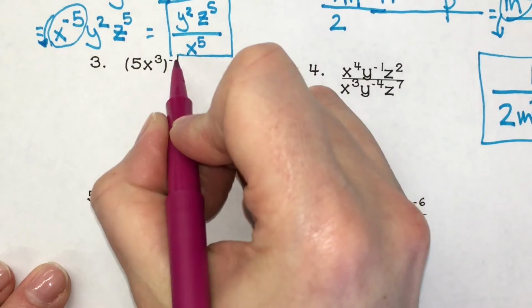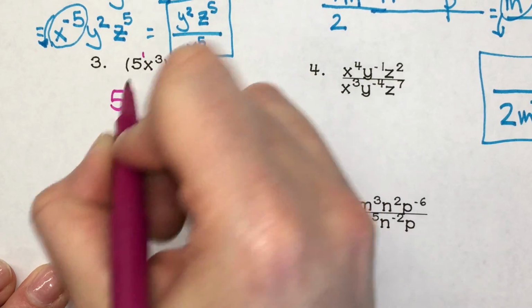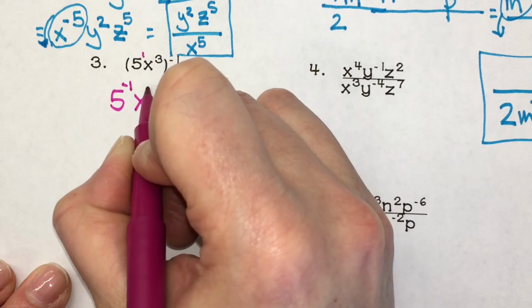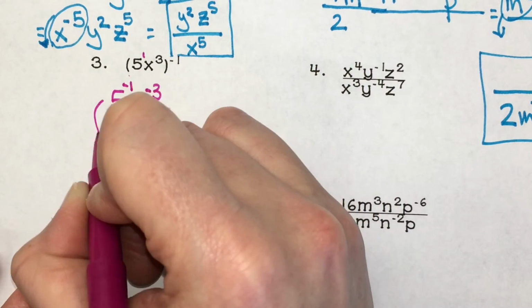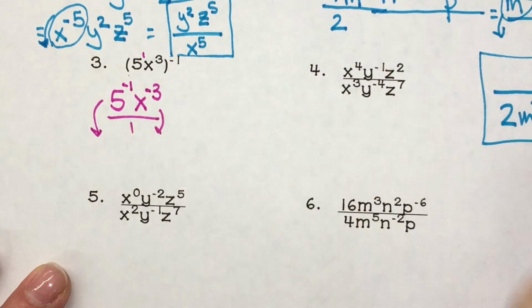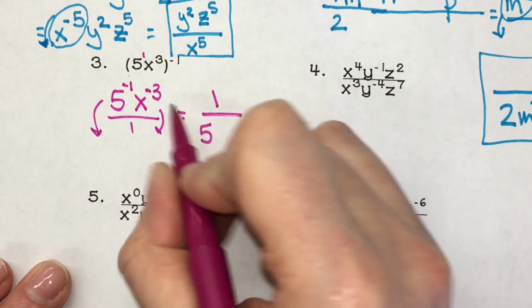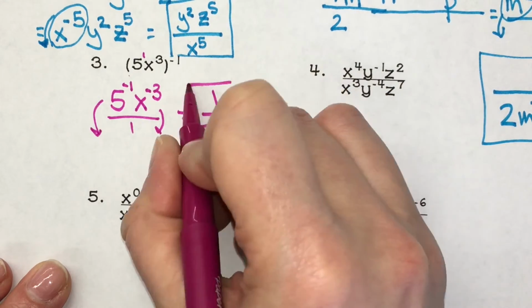All right, this is raised to the power of negative 1. So we have 5 to the power of 1 times negative 1 is negative 1. X to the power of 3 times negative 1 is negative 3. So everything has to go to the other side of the fraction bar. Remember, just flip it over. So this is 1 over 5 to the first is just 5, x to the positive third.